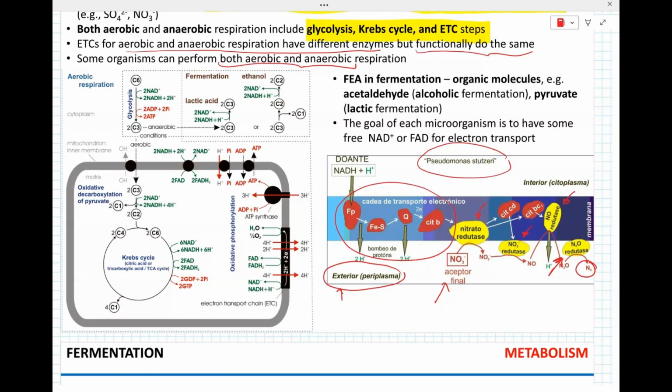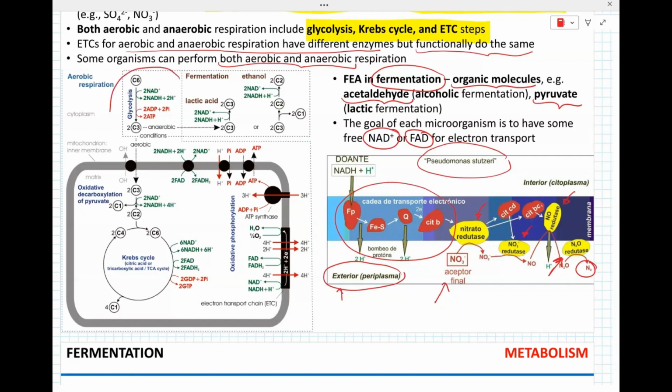In this case, some cells can switch to a process of fermentation, where the final electron acceptor is an organic molecule. For example, acetaldehyde is the final electron acceptor in alcoholic fermentation, and pyruvate is the final electron acceptor in lactic fermentation. The reason why fermentation has to be run is to recover NAD+ or FAD from their reduced to the oxidized forms. The image on the left here represents the pathways for ATP metabolism with and without the presence of oxygen.